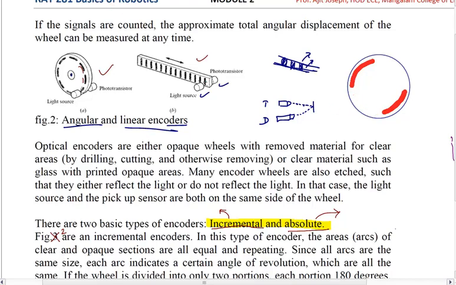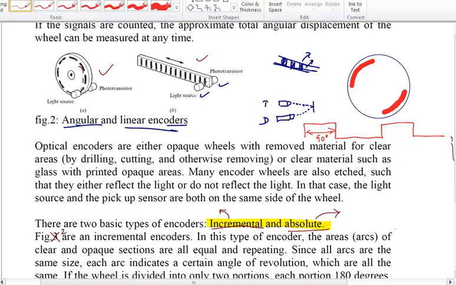So what is going to be the pulse that I am going to have? The pulse is going to look something like this. Whenever I have the transparent section, I will get a high pulse, and whenever there is no light, a low pulse, again a high pulse, and then again a low pulse. This is again 90 degrees. Okay, so the angular resolution that we will have is 90 degrees.